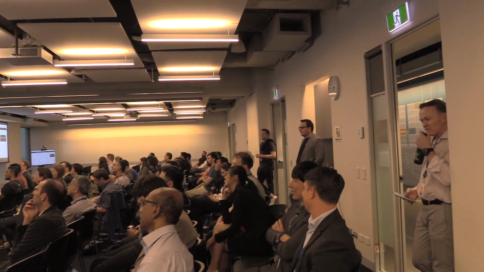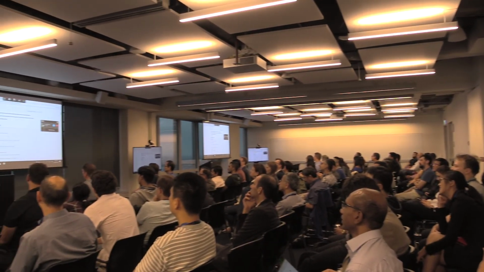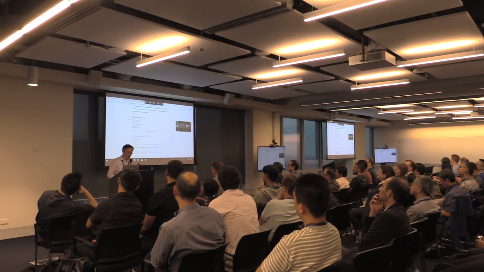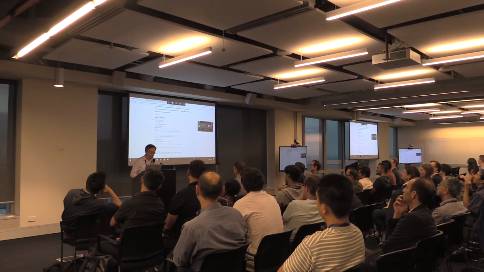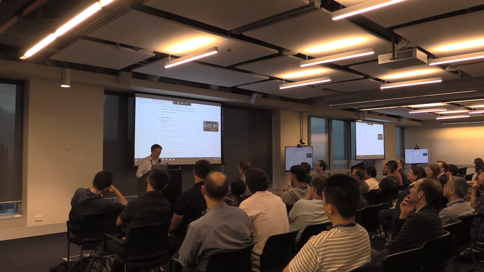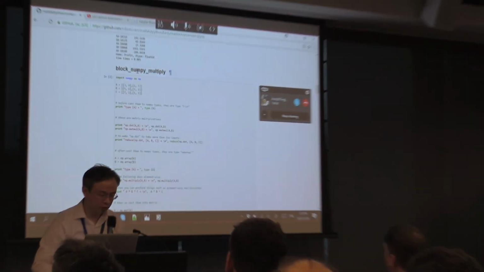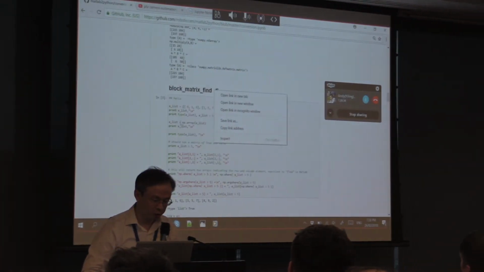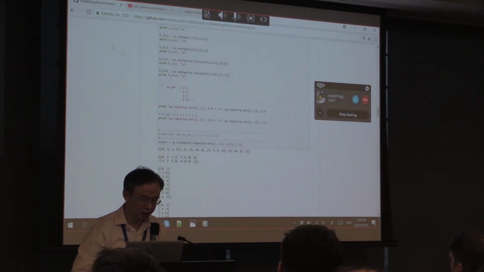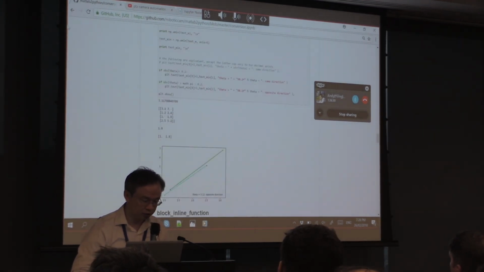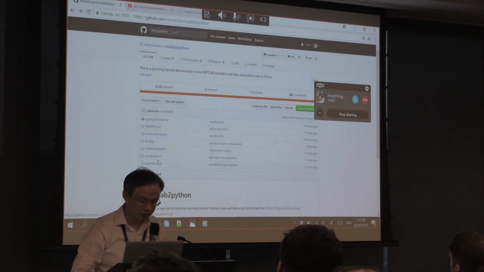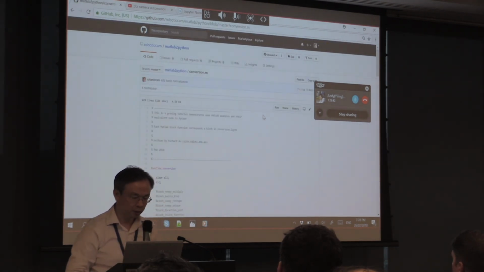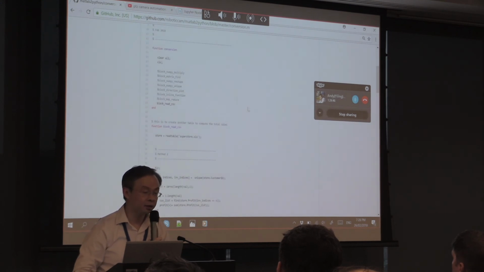So what I did, by the way, during Christmas, I started rewriting a lot of these functions. So it's like block read CSV and block numpy multiply and block matrix find and so forth. And you can actually find them. There's quite a lot of things in there. You can actually find them equivalently in MATLAB. So you just use a comment out of these functions and you call that function. It will do pretty much exactly the same thing as Python.